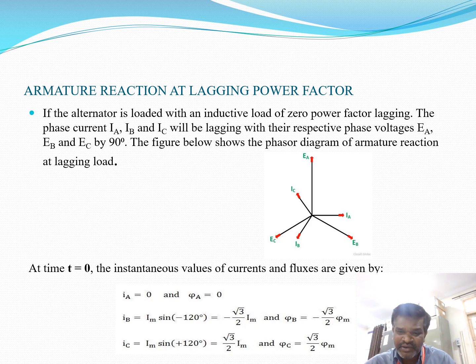And we can observe from the phasor diagram also clearly. IA lags exactly 90 degrees with EA, and IB lags exactly 90 degrees with EB, and IC lags exactly 90 degrees with EC. Okay, now these are the phasor diagram and the resultant voltages or the resultant flux or the resultant current we can calculate from the phasor diagram.